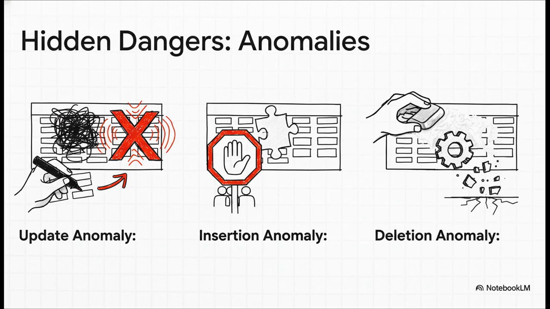Let me walk you through them. First, you've got the update anomaly. Let's say we need to give everyone with a rating of 8 a raise. Well, you have to go and change 3 different rows. What if you miss one? Boom, your data is instantly inconsistent.